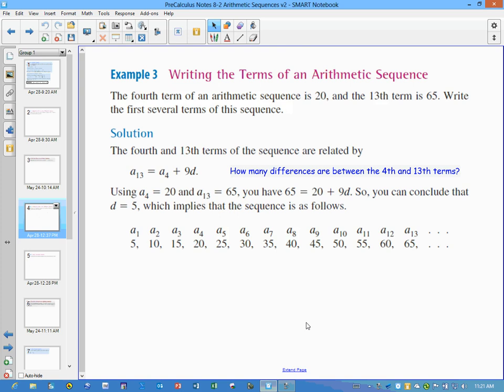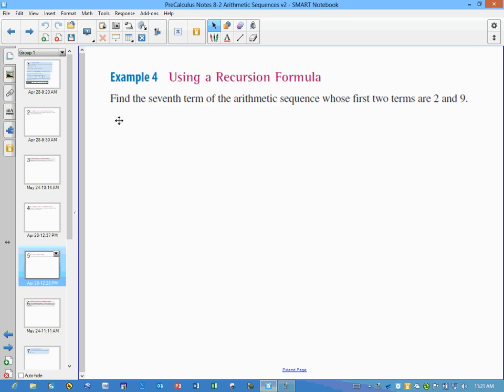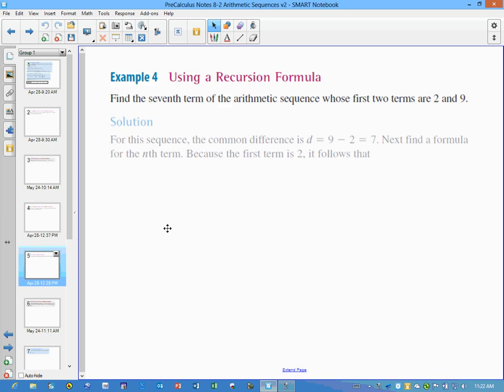Now let's look at something where we're using a recursive formula. So recursively, they're asking us here to find the 7th term of the arithmetic sequence whose first 2 terms are 2 and 9. Well, right off the bat, that is going to tell us that the difference is going to be 7, because 9 minus 2 is 7.